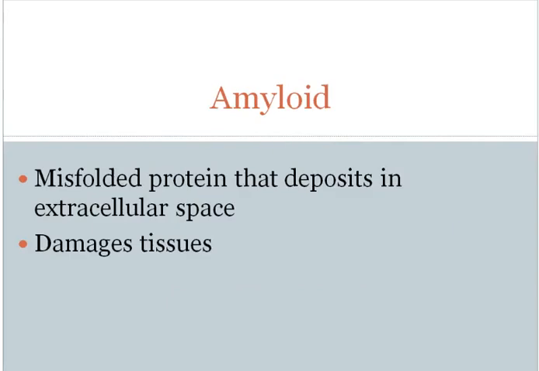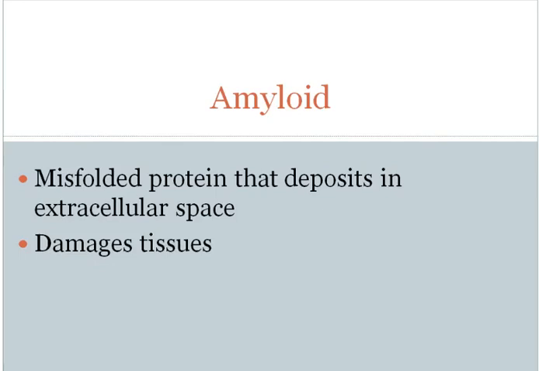Amyloid is important to discuss in this particular sequence because it is another mechanism by which cells can become injured. We've obviously been talking about cellular injury and cell death, and amyloid is one way by which cells can become injured and eventually die, because amyloid has the ability to damage tissues. Now, before we can go further, we actually need to define what amyloid is.